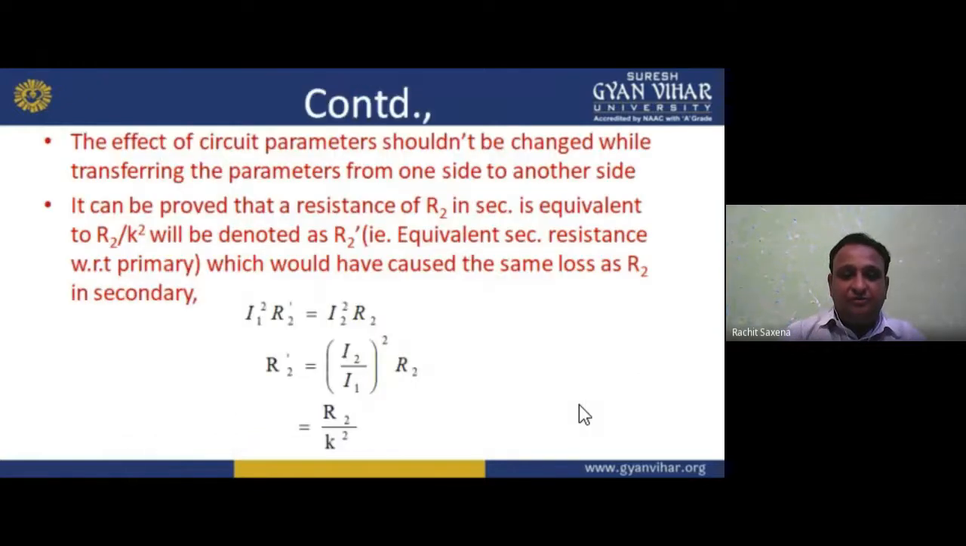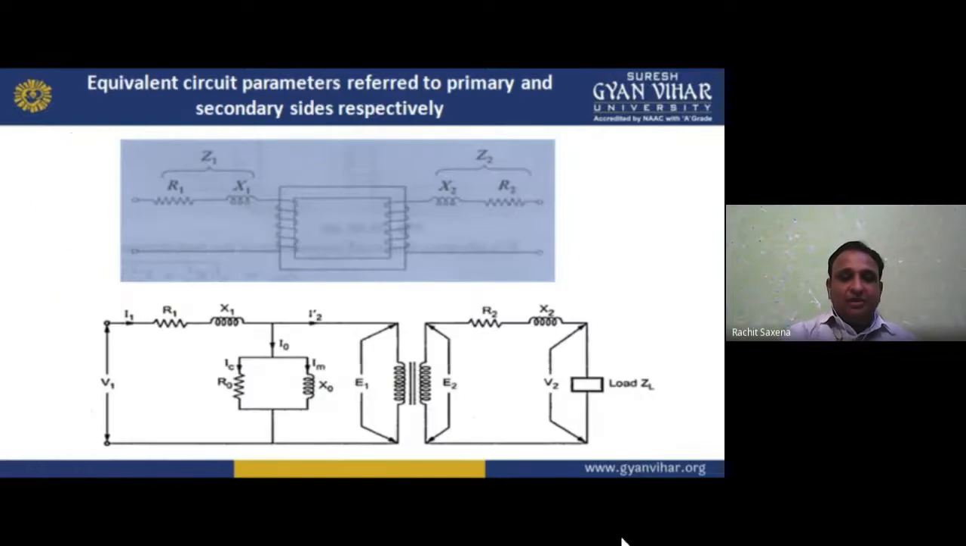Now moving forward, the effect of circuit parameters should not be changed while transferring the parameters from one side to another side. It can be proved that a resistance of R2 in the secondary is equivalent to R2 by K square. Now, two things are there, my dear students: the primary turns and the secondary turns. So we have a transformation ratio.